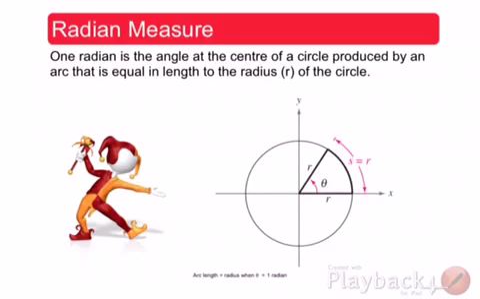So the same rule applies if I had a smaller circle. Once I have a radius of that much and a radius of that much, then this arc length has to be the same length as the radius. Then this angle here is 1 radian.